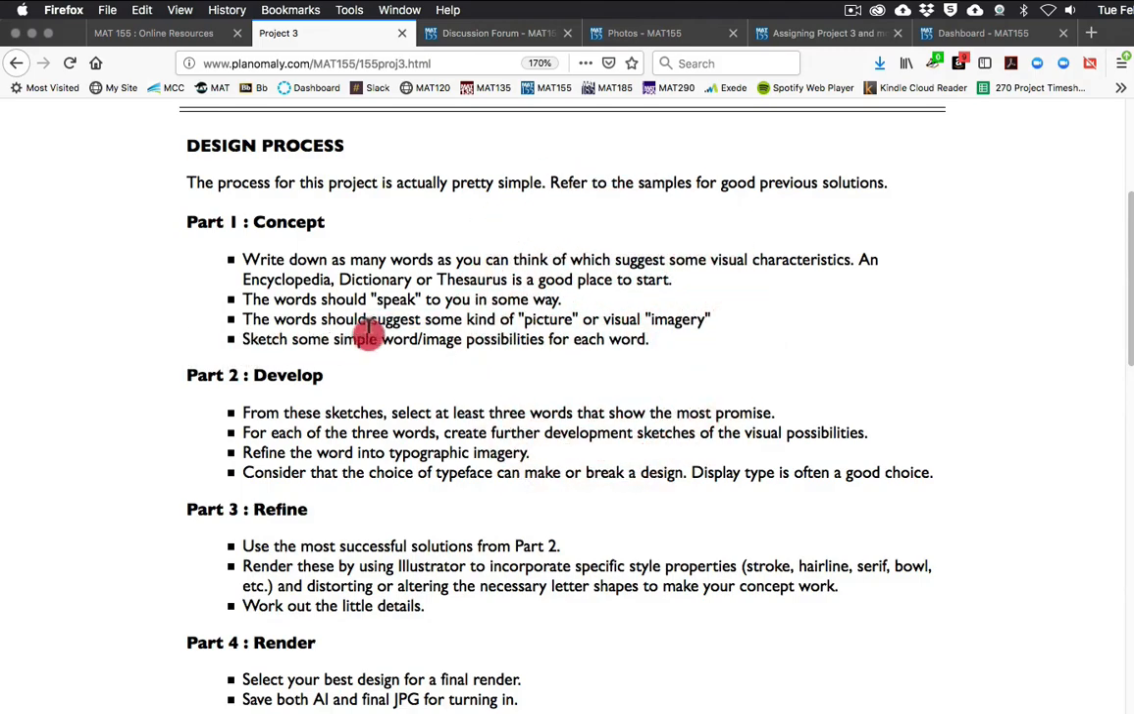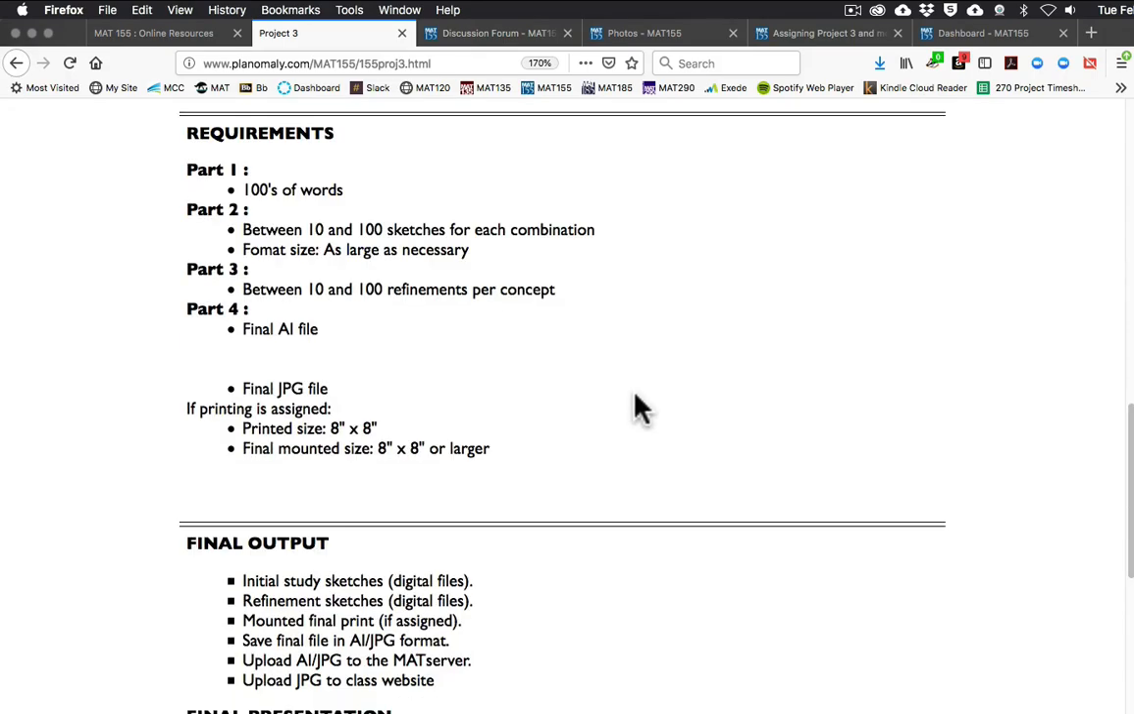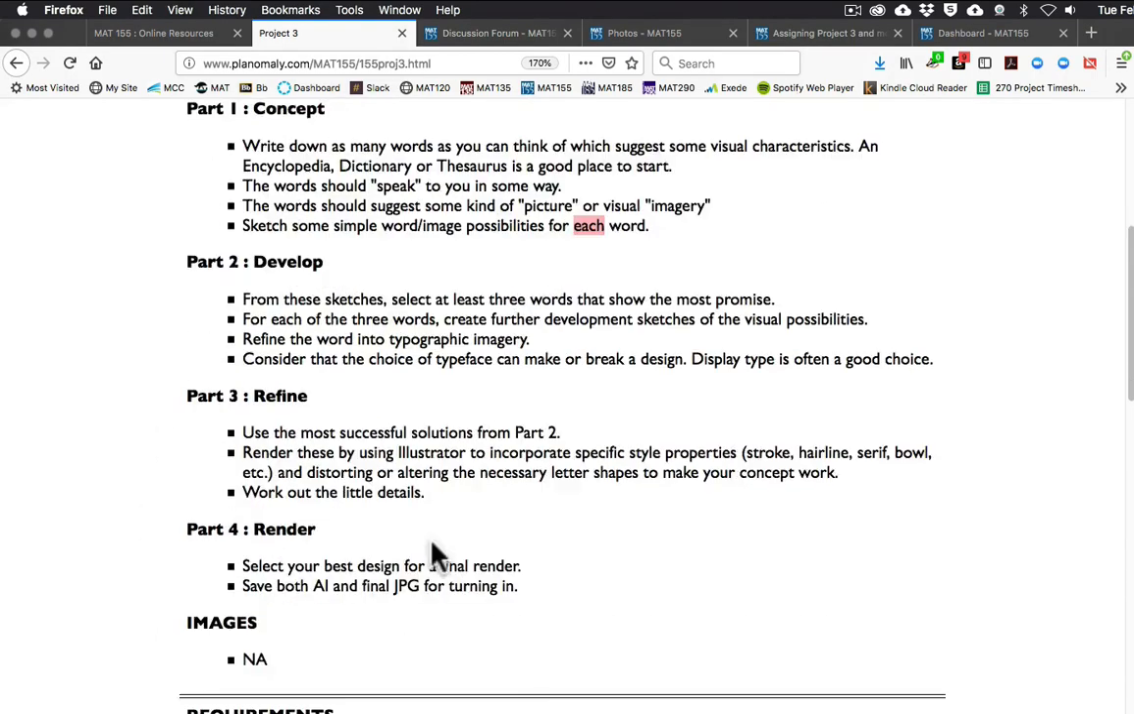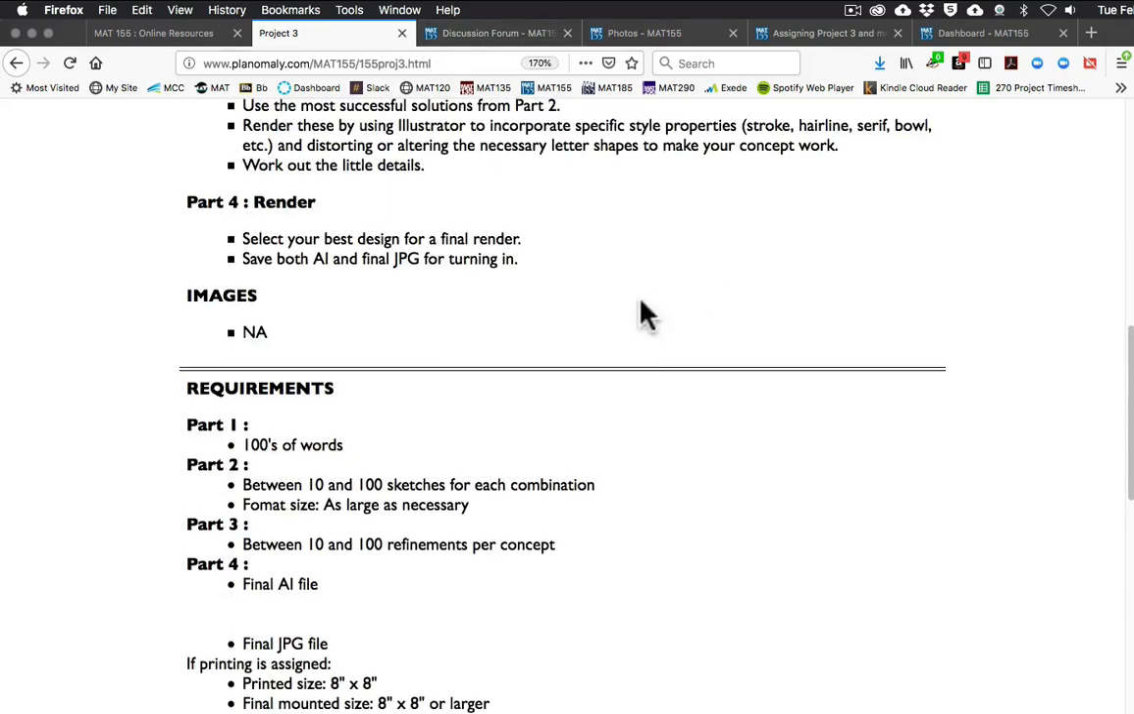And then you should sketch out some simple word image possibilities, not for every word, but for the words that you think have the strongest possibilities. Okay, we'll talk about development and refinement and render. The process is going to be similar to the ligature project.